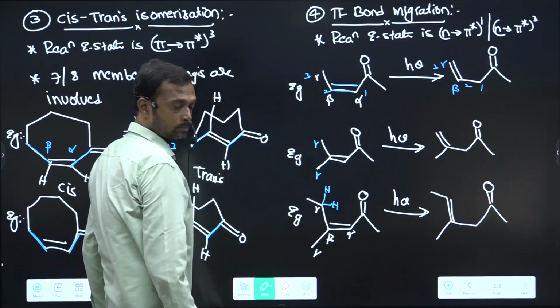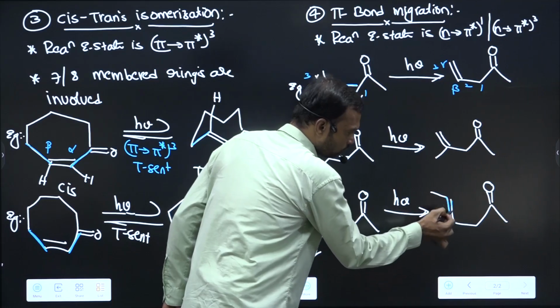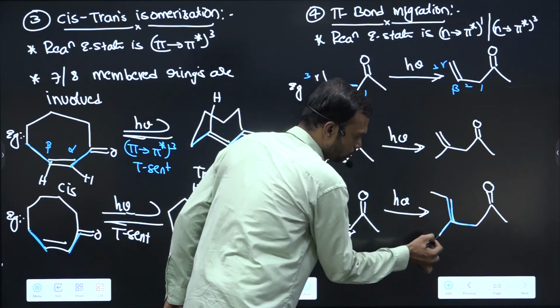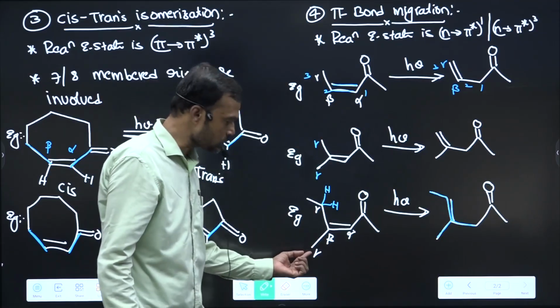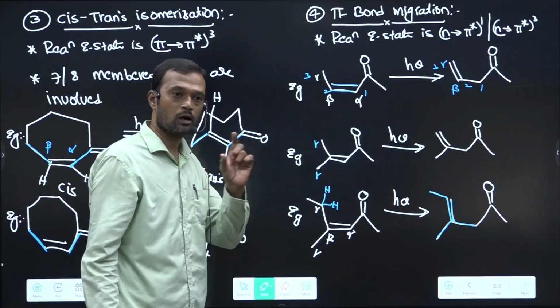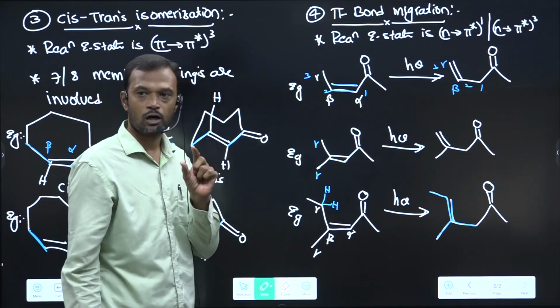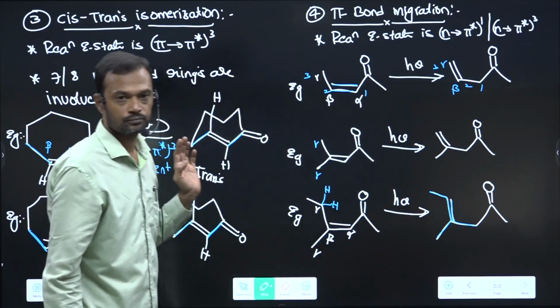Why? If I use this gamma, you will get a tri-substituted double bond. 1, 2, 3. 3 substituents are present around the double bond. But if I use this gamma, only 2. If more than 1 gamma is present, whichever gamma gives the more substituted double bond, that is major.